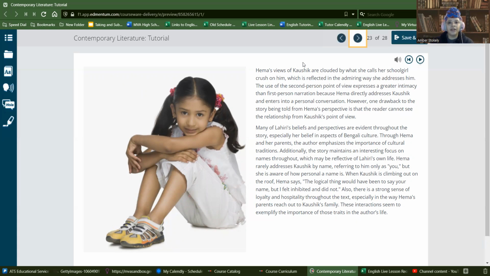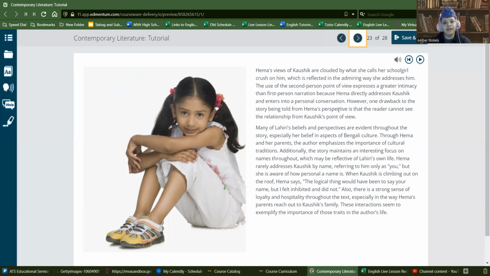So she directly addresses Kaushik in the story and enters into a personal conversation. So you get to listen to her as if she's having the conversation with you. So that makes it feel a lot closer than language that's just like, oh, well, she said this, or he and she are going to this place. You get to be the object that she is looking at and talking to and interacting with.